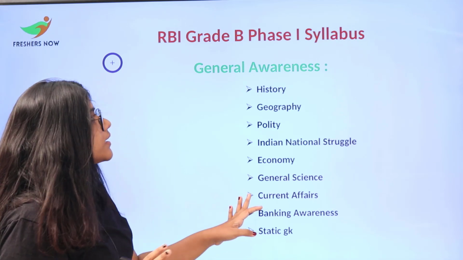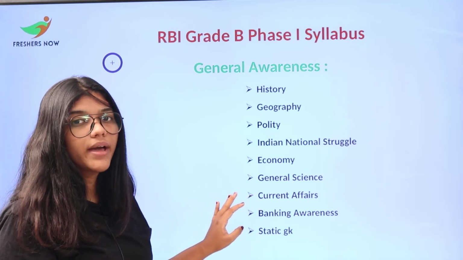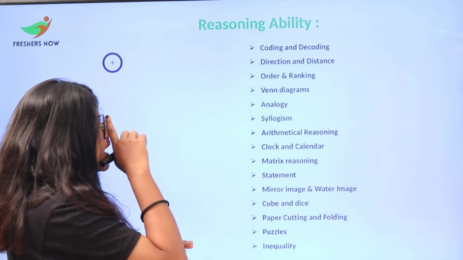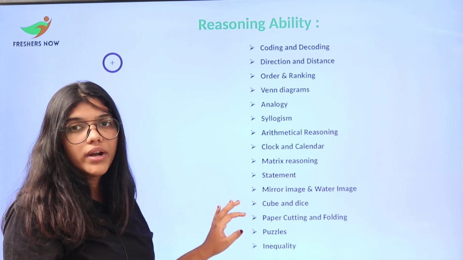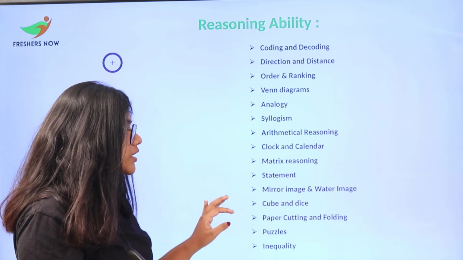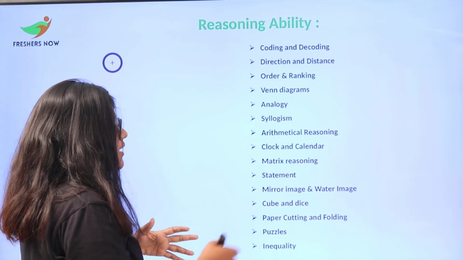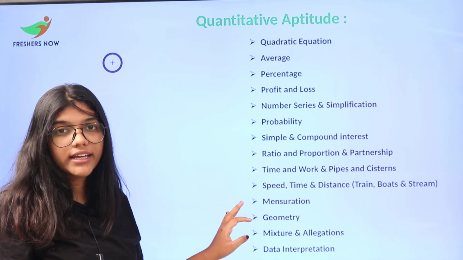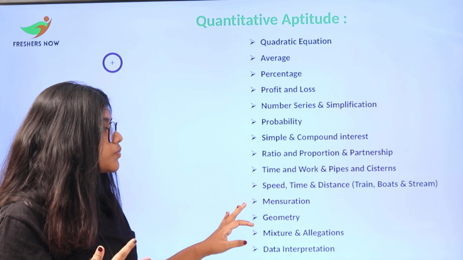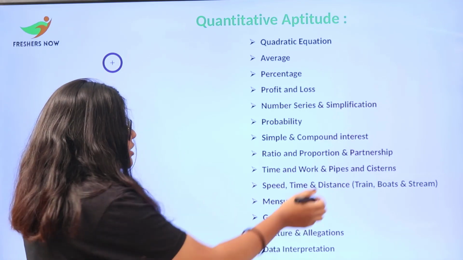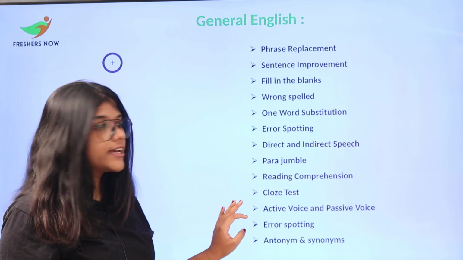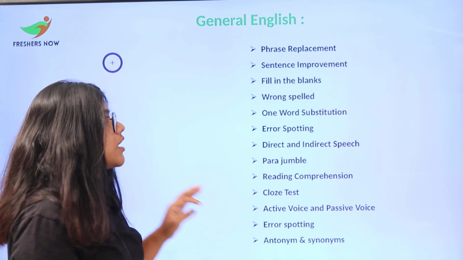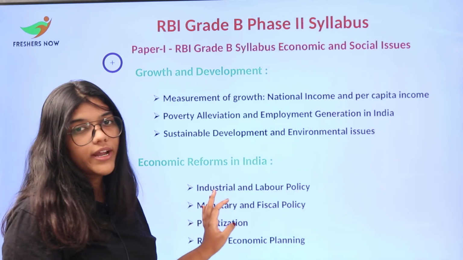It is bilingual. Now for the general awareness section, the topics that you have to prepare are history, geography, Indian national struggle, economy, general science, current affairs, banking awareness. For reasoning ability: coding, decoding, Venn diagrams, clocks and calendars, matrix reasoning, mirror images or water images, cube and dice, paper cutting and folding, etc. For quantitative aptitude: quadratic equations, profit and loss, time and work, speed, time and distance, mensuration, geometry, mixture and allegations, percentages. For general English: fill in the blanks, antonyms and synonyms, direct and indirect speech, active and passive voice, wrongly spelled words, parajumbles, reading comprehension, etc.